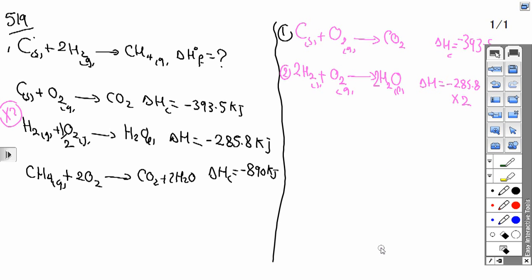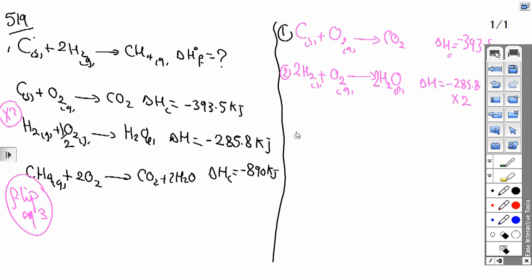The third one contains CH4. In the main equation, CH4 is product and its number is 1. In this equation that contains CH4, it is reactant and its number is 1. So we have to reverse, or flip, equation number 3.